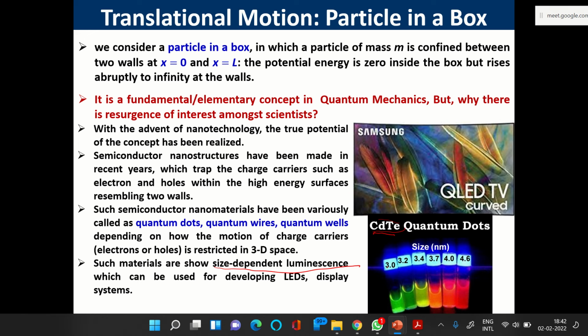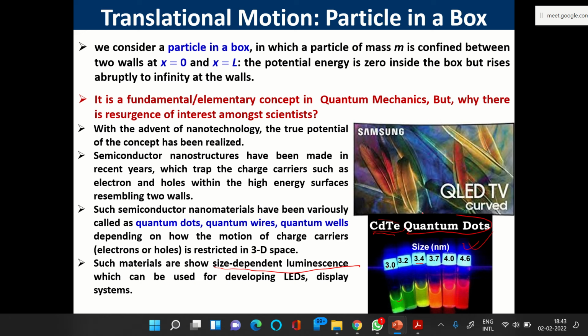Luminescence कहते हैं, fluorescence जिसको कहते हैं वो आ रहा है, green से red orange सब, yellow orange. So this is another application of this particle in a box model. Good understanding of quantum mechanics can lead to such things. And a very small change in size, 0.2 nanometer change in size, is giving us the change in colors. So this is something that we have done.